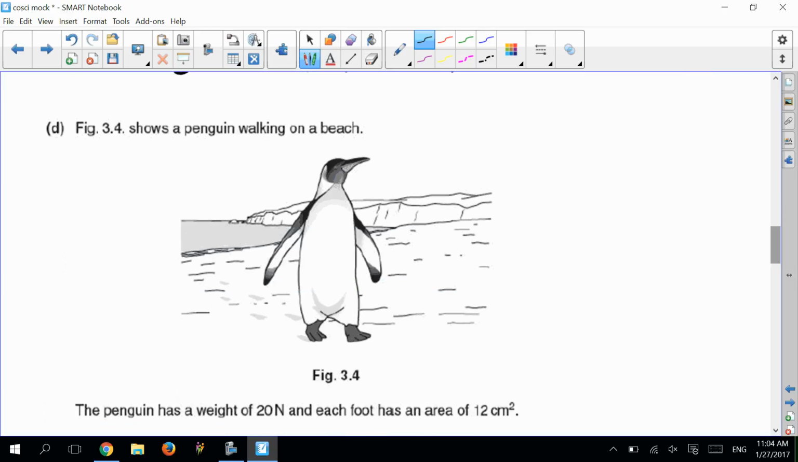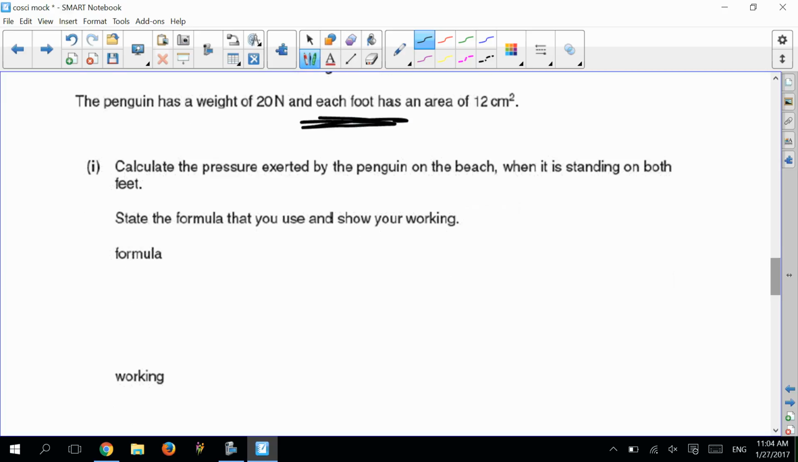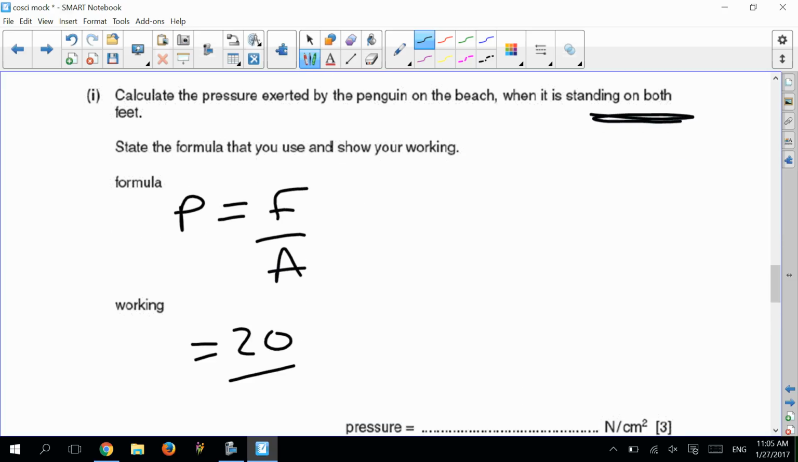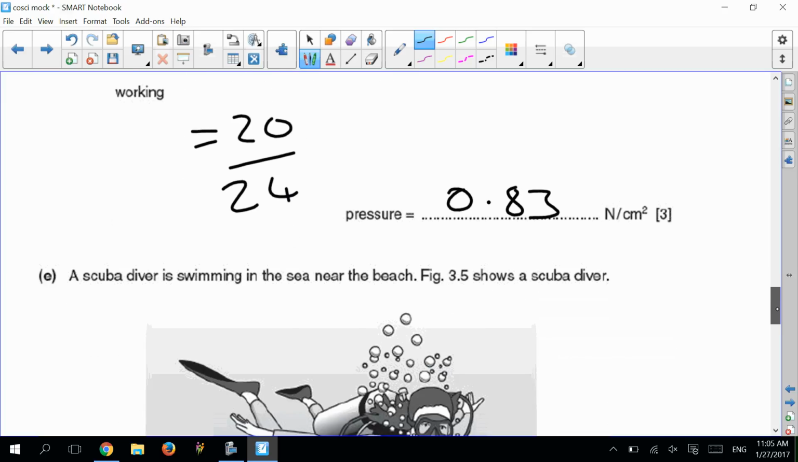Figure 3.4 shows a penguin walking on the beach. The penguin has a weight of 20 newtons and each foot has an area of 12 centimetres squared. So there's the key bit that you might get wrong. Each foot has an area of 12 centimetres squared. Calculate the pressure exerted by the penguin on the beach when it is standing on both feet. State the formula and show your working. So pressure is force over area, and our working is 20 over, and 1 foot was 12, so the other is 24. 20 over 24 gives an answer of 0.83 newtons per centimetre squared.